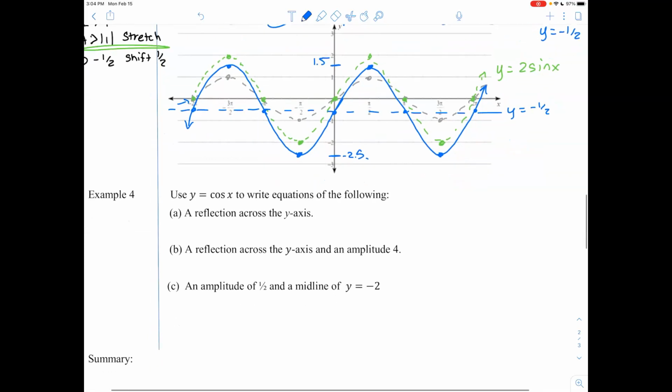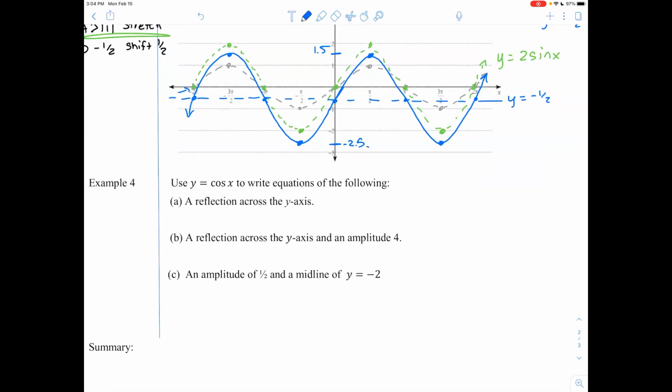Now let's see if we can work from descriptions and write matching equations. Example 4 says, use y equals cosine of x to write the equations of the following. This should say reflection across the x-axis, so let's change that to the x-axis, and this one also across the x-axis. A reflection across the x-axis just means if I have a point up here, I'm going to reflect it down here, and if I have a point down here, I'm going to reflect it up here. So that's a vertical reflection.